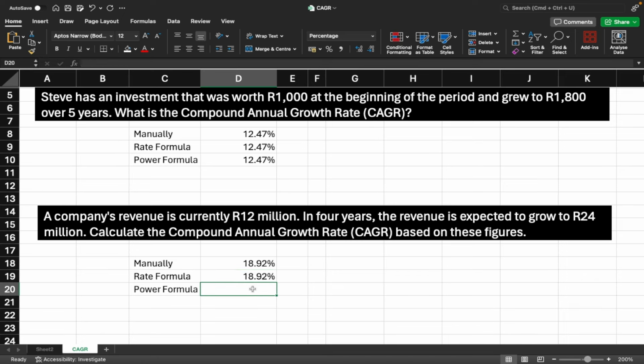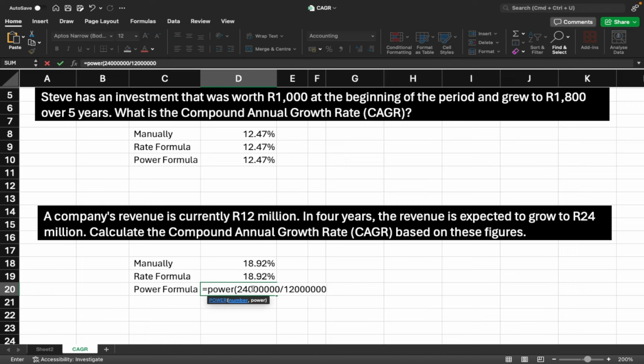Now let's do that again with the power formula. So equals to power, and then open bracket. The number here is my future value, 24 million, divided by my present value, the starting value, 12 million. And then I press the comma sign. What do I raise it to? Well, the power of 1 divided by 4. So I'm going to just put 1 divided by 4.